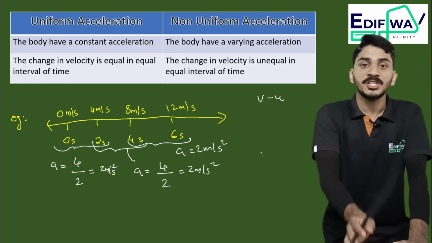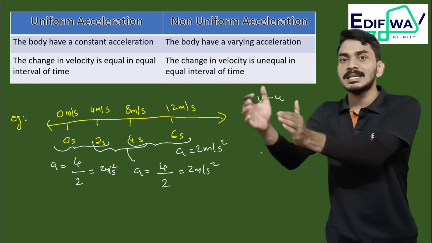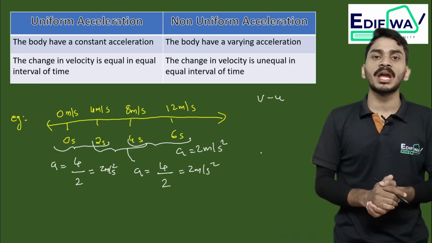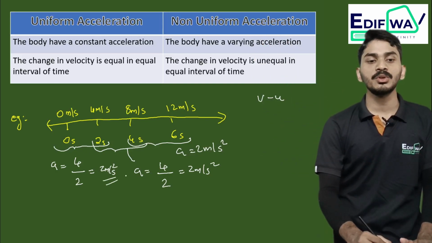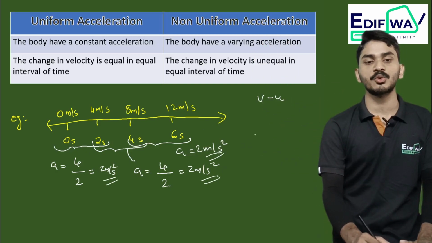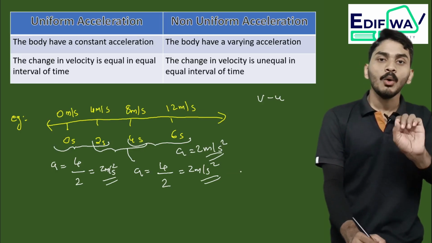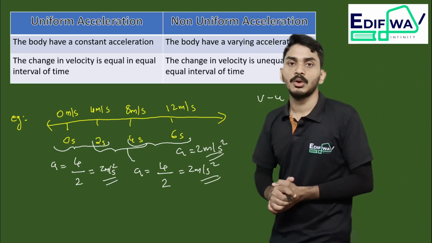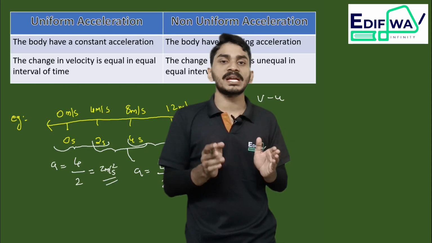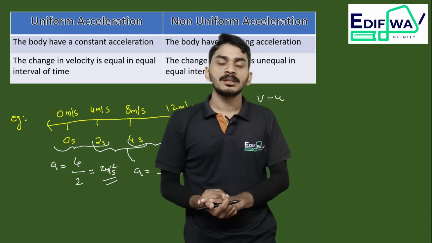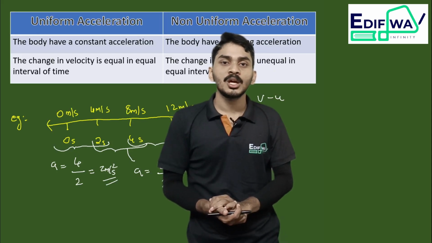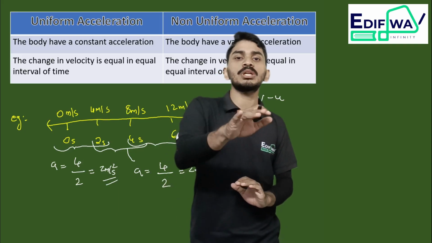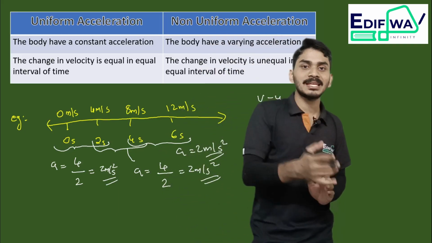Which means that if the change in velocity is equal in equal intervals of time, then the acceleration value will remain constant. Everywhere you get the same acceleration, 2 meter per second square. Right? Now, if the body is having a non-uniform acceleration, that means the change in velocity is not equal, or unequal, in equal intervals of time. So let's see an example for that.